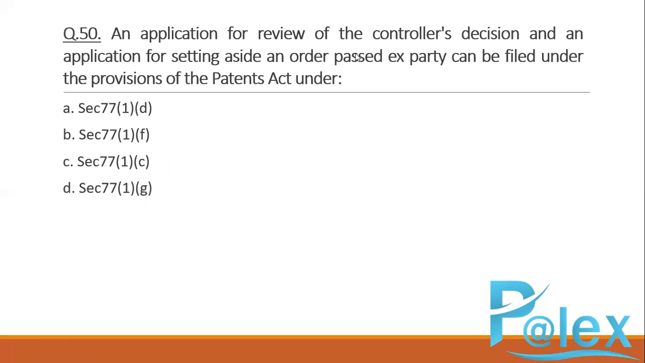Last question, question 50. Application for review of controller's decision and an application for setting aside an order passed ex parte can be filed under the provision of section 77 1F and 1G. These are the two correct options for this.